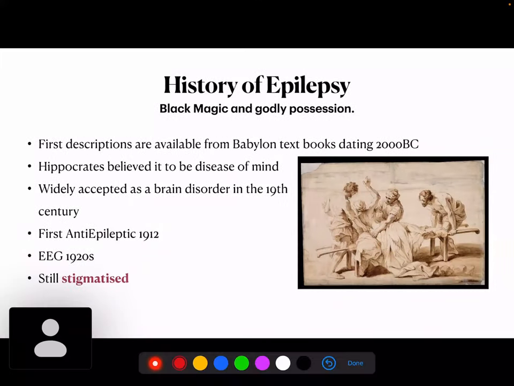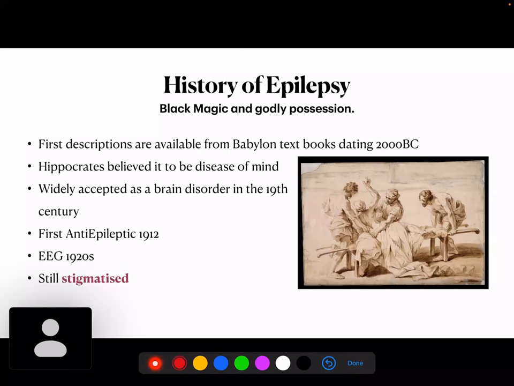So the history of epilepsy starts from long, long ago. I mean, it is one of the oldest diseases of mankind. And in many a civilization, they looked at the earliest scripture they could find, and epilepsy was described there. In the past, it was described as possession by gods, like a person has divine possession. And still we face this problem. I'm sure all of you have seen that even today it is equated with black magic, especially in our society. It started to be accepted as a brain disorder in the 1800s.